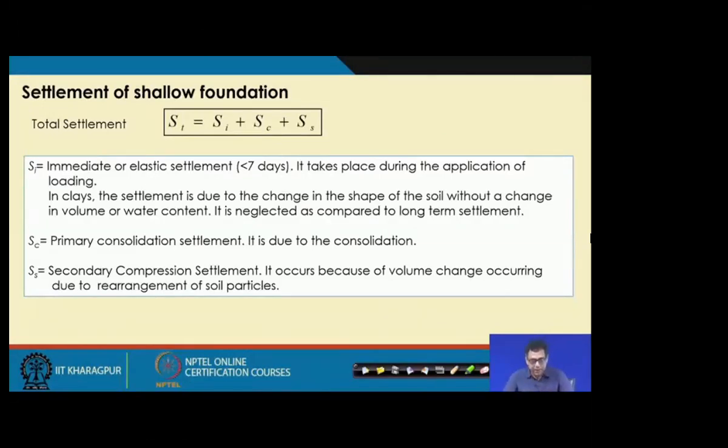Now, Sc is the primary consolidation settlement, due to the dissipation of the water, the volume reduces and settlement occurs. And Scc is the secondary compression settlement. It occurs because of the volume change occurring due to the rearrangement of the particles. So, that means, when there is a volume change, there will be particle rearrangement. Because of that, there will also be a settlement. So, that is the Ss.